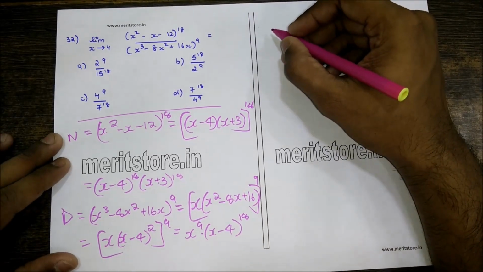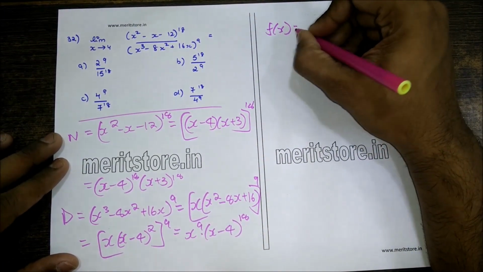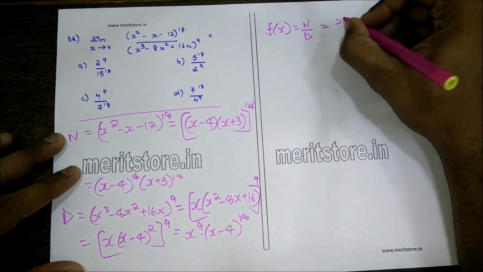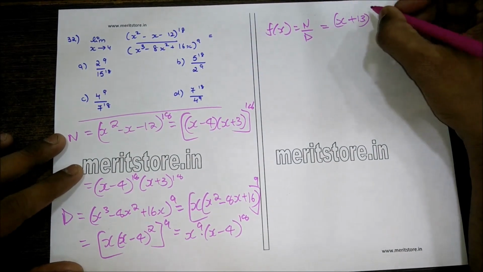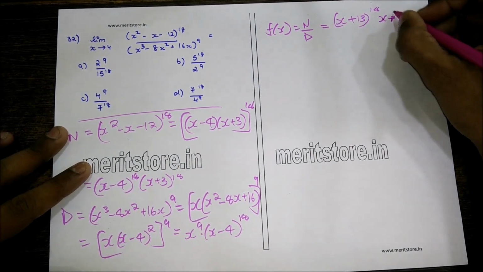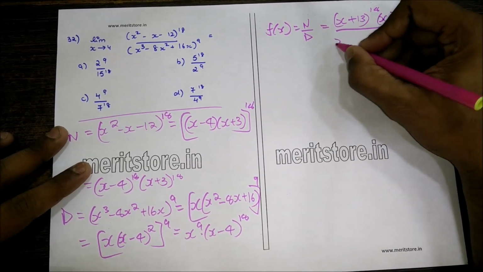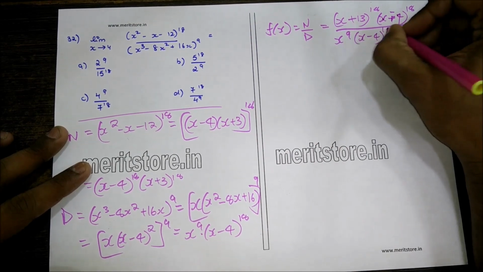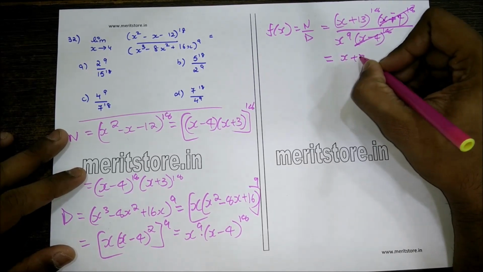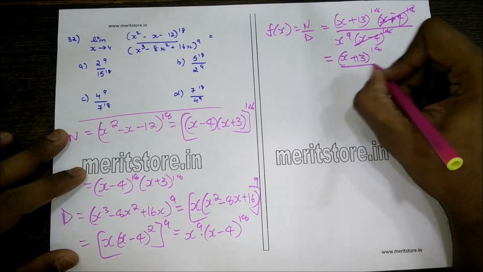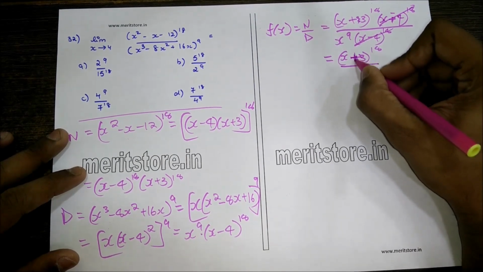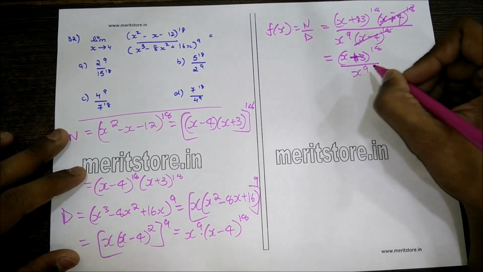Now we can take f of x, which is equal to the numerator upon denominator, and we could substitute the values as given, that is (x plus 3) raised to 18 into (x minus 4) raised to 18 upon x raised to 9 into (x minus 4) raised to 18. These two terms cancel out each other, leaving us with (x plus 3) raised to 18 upon x raised to 9.